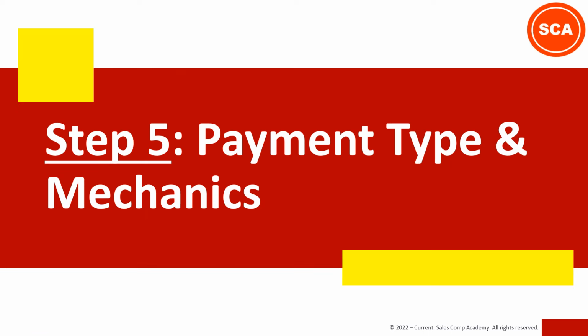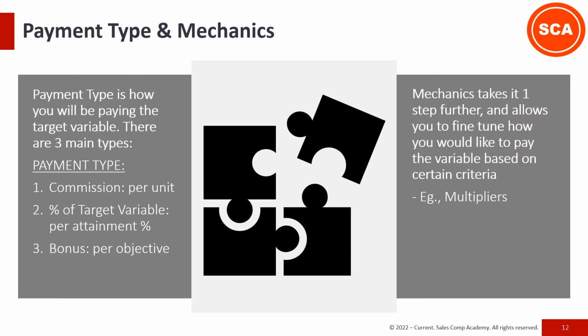Step 5, payment type and mechanics. Payment type is how you will be paying the target variable. There is one payment type per pay element or measure in a role. Using the same example as before, let's say you have a role with $100,000 for target pay. 80-20 is the pay mix, meaning $20,000 has to be earned. You have determined that your pay element is new business, and you will be measuring that with MER. The next step is determining how you will pay that $20,000, what we call payment type.